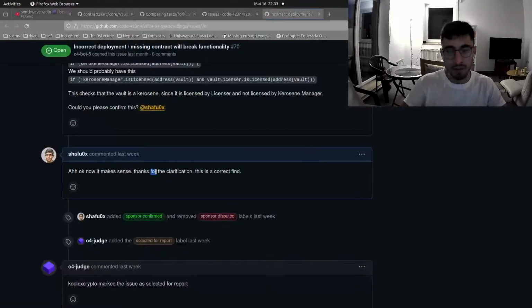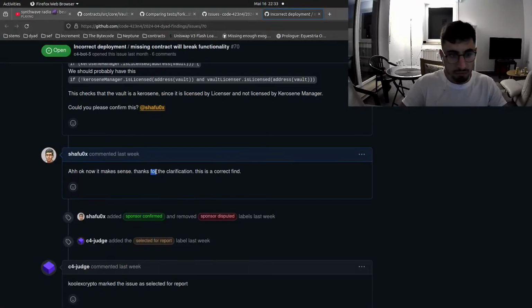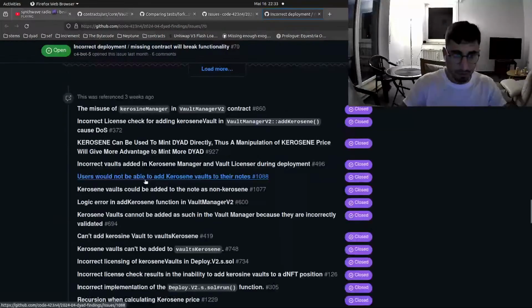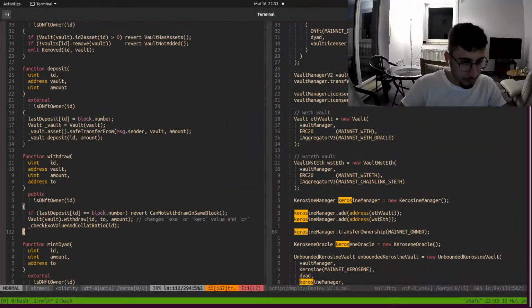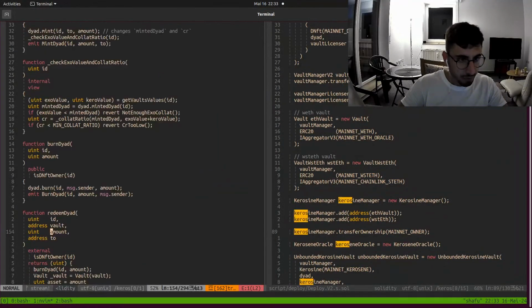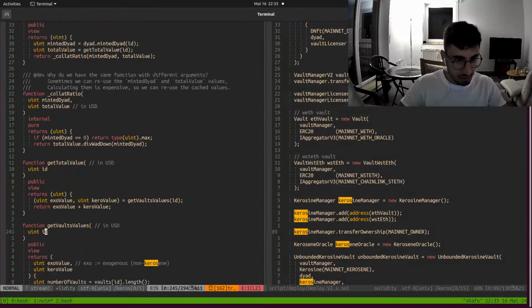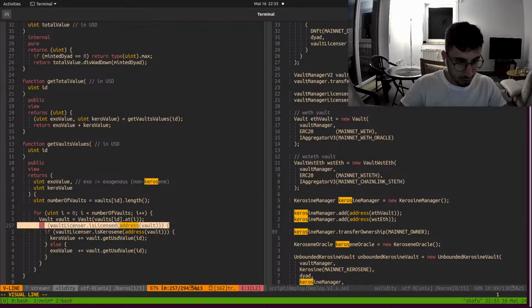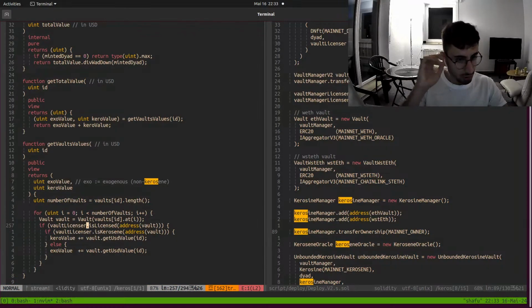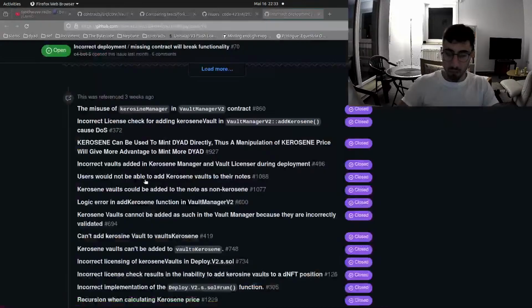Yeah, this is correct, but this is also fixed. Like how we get the get vault values now very clear. So we iterate over all vaults. If it's licensed, then we check if it's kerosene or not, and this is how we deal with this.